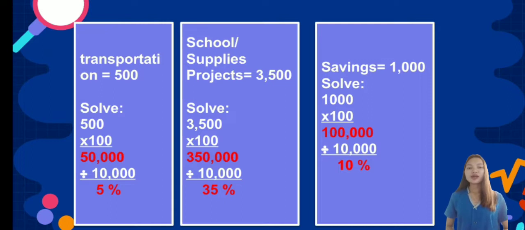So for school supplies and projects, the value is 3,500. To solve it, 3,500 times 100 is equal to, yes, 350,000. So 350,000 divided by 10,000 is equal to, yes, very good, 35%. So the last is the savings. The value of savings is 1,000. So to solve it, 1,000 times 100 is equal to 100,000. So 100,000 divided by 10,000 is equal to, yes, very good, 10%.